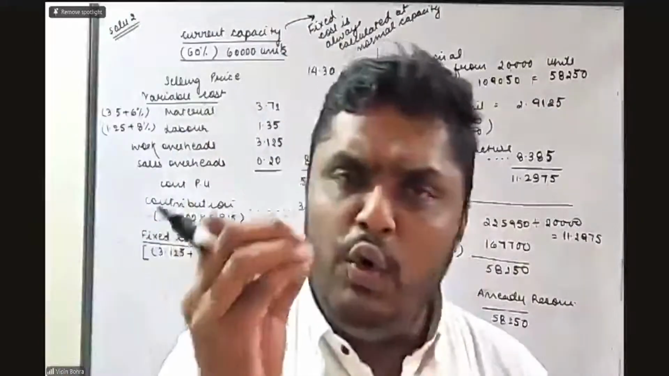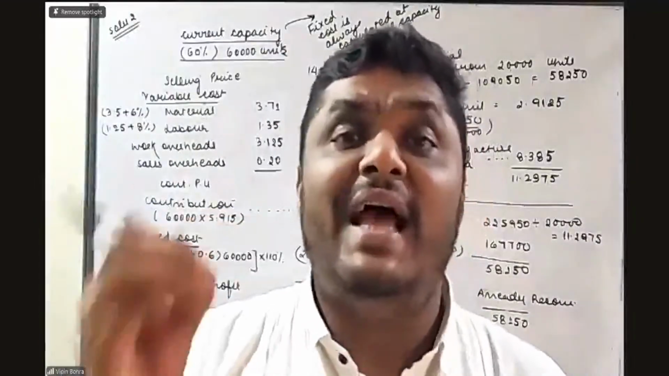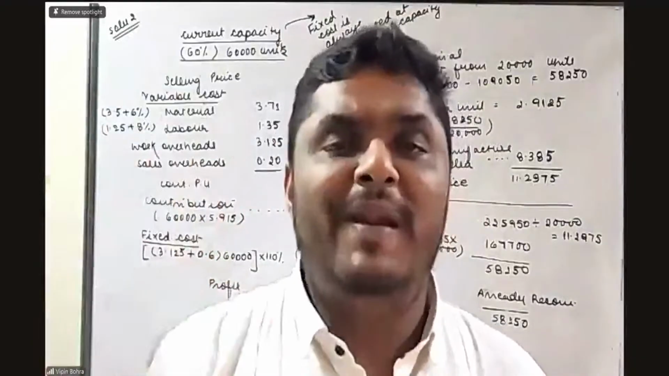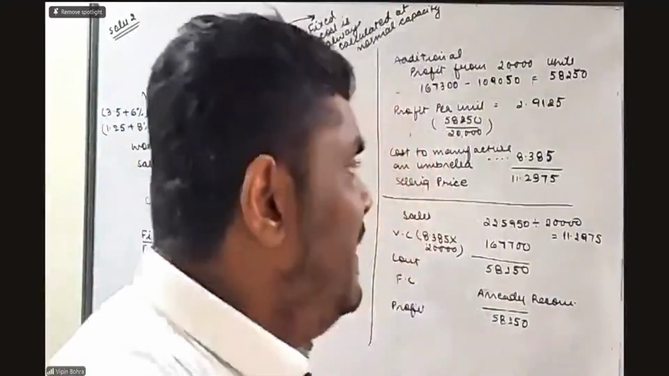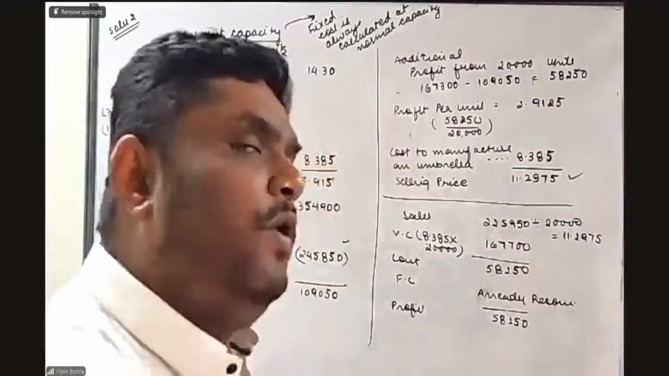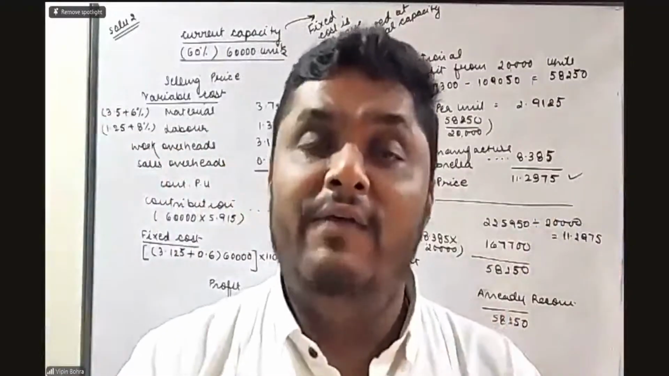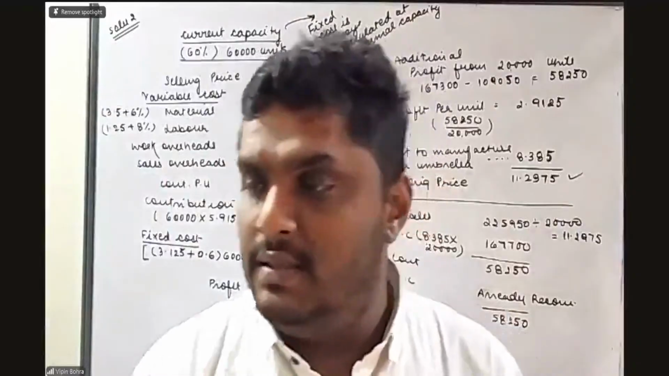So 11.2975 is the price I want anyhow, by hook or by crook. If the supplier is paying more, I have no issues. But this is the minimum price I want for these 20,000 umbrellas.